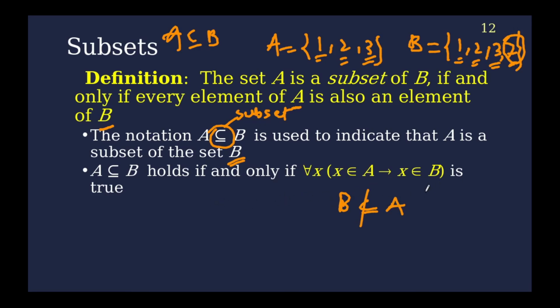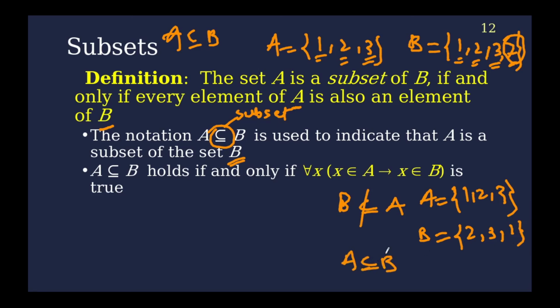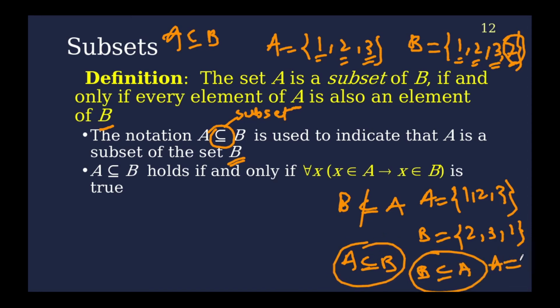Now, let us take another example. Say A is {1, 2, 3} and B is {2, 3, 1}. Can we say now that A is a subset of B? Yes, we can say. B is a subset of A? Yes, we can say. So if A is a subset of B and B is a subset of A, that means A equals B.